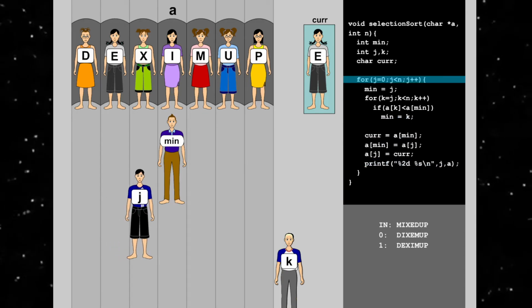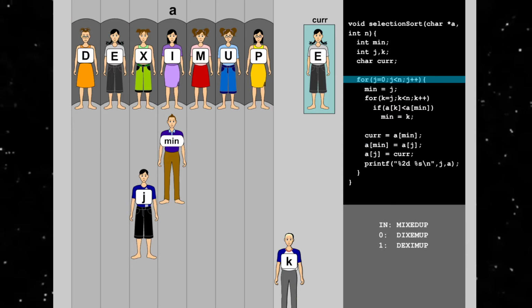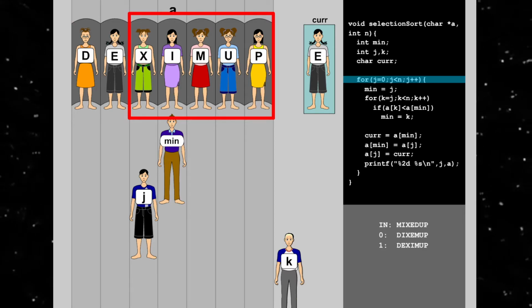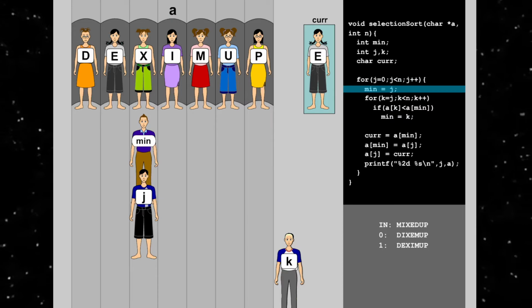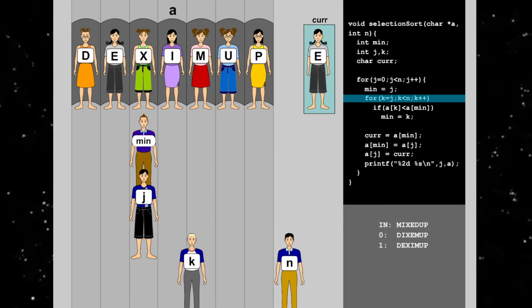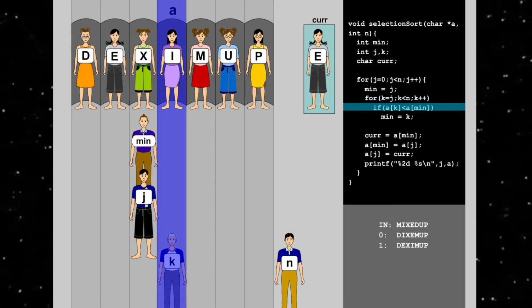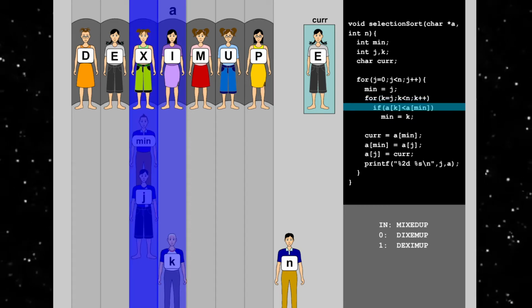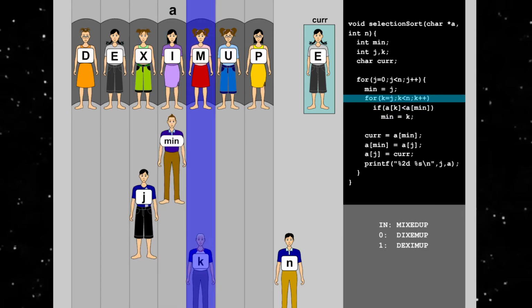Next, we increment j. So you see d and e are put in front, which means the sorting operation later will not involve them. Min is then set to j. The k loop starts from j and increments up to n. Whenever the k character is smaller than the min character, min is set to k. The loop ends when it reaches n.